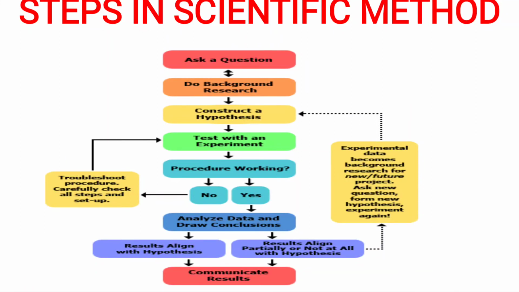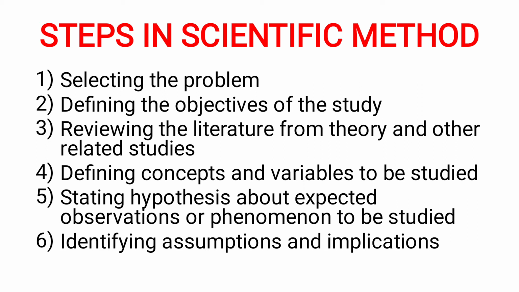So this is with regard to steps in scientific method. We will see in detail what the steps in scientific method are. As we have discussed in the flow chart, I am explaining each step. First is selecting the problem. You have to identify the problem. Define the objectives of the study. Then review the literature from theory and other latest studies. So first you have to select the statement of the problem, then frame the objectives for the study, then go for review of literature, from theory, books, net, that is internet, journals.